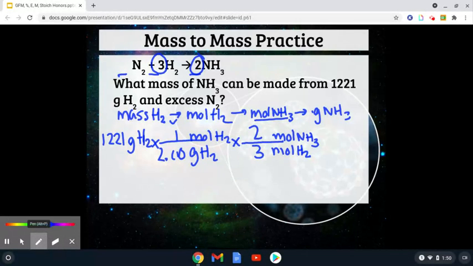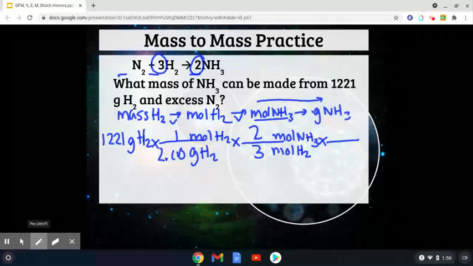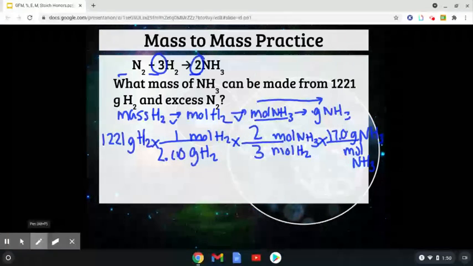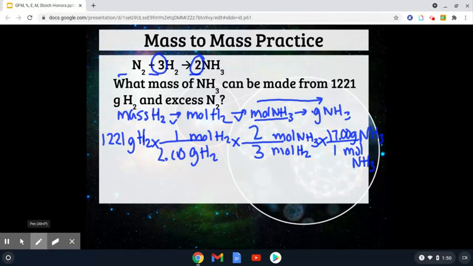And then I'm going to finish by now converting. So we did this. Now I'm going to convert from moles of ammonia into grams of ammonia. So moles of ammonia are on the bottom. Grams are on the top. The gram formula mass for ammonia is 14 plus 3, so it's 17.00 per 1 mole.